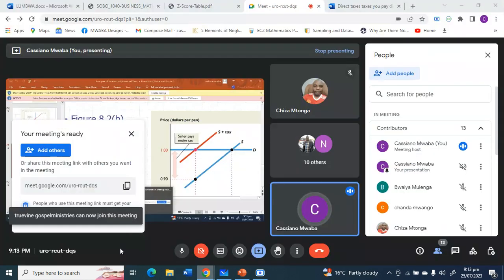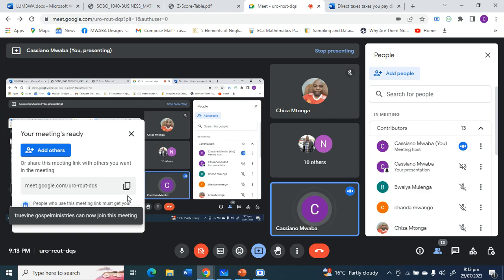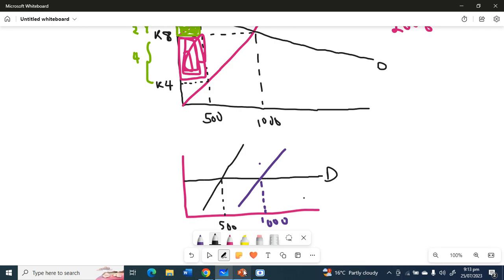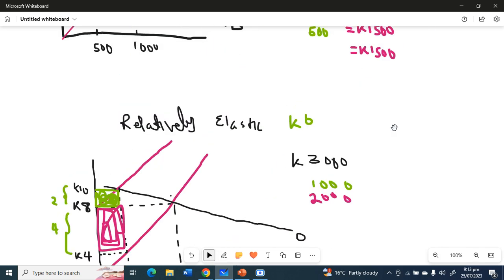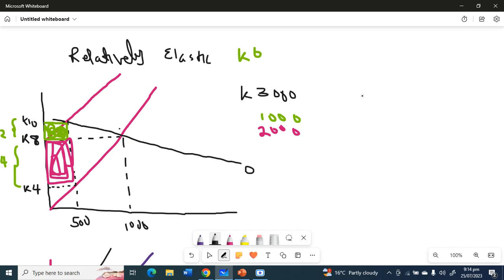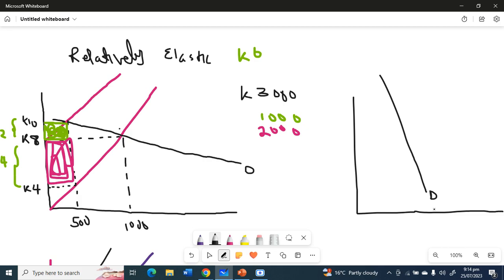Now, the other rule of thumb is the more inelastic demand becomes, the more the burden is going to shift on the consumer. All right? And when we say more inelastic, what does inelastic demand mean, colleagues? What does inelastic demand mean? Your demand curve should be like this. This is when you say relatively inelastic.